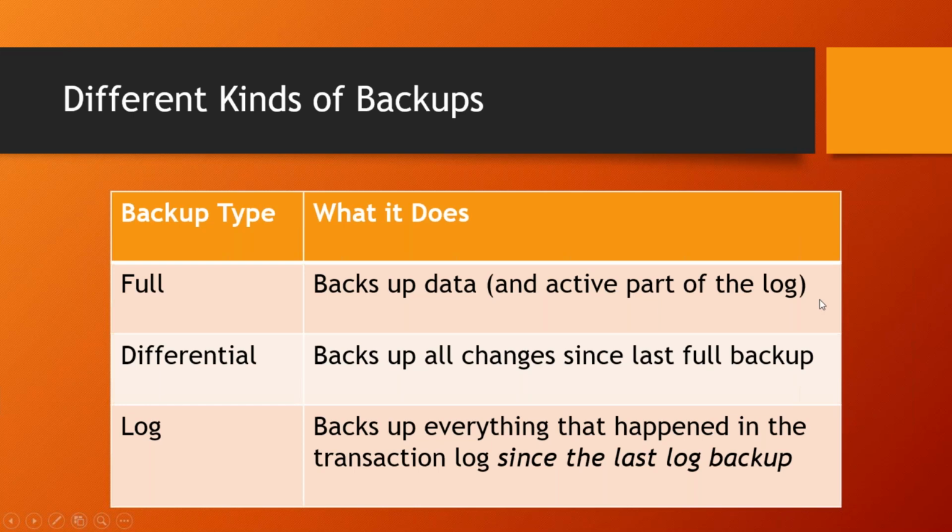So your full backup backs up all of your data and the active part of the log. So that is literally, I could lose this entire database, and as long as I have a full backup, then I can recreate that database as of the point in time where I took the full backup. A differential backup only backs up the changes that have been made since the last full backup. There are little markers within SQL to say, okay, this page of data has been changed, so when we take a differential, we get a copy of that.